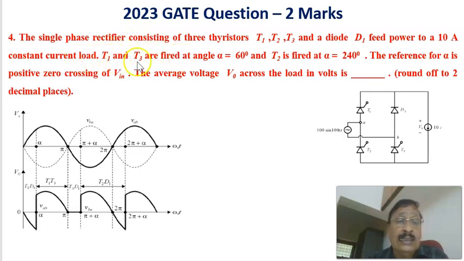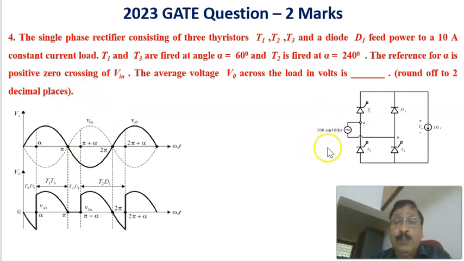Constant current load. T1 and T3 are fired at an angle of 60 degrees, and T2 is fired at a firing angle of 240 degrees. The reference for alpha is the positive zero crossing, that is, it is taken from the zero crossing point of Vn. The question is: what is the average voltage V0 across the load in volts, rounded off to 2 decimal places?